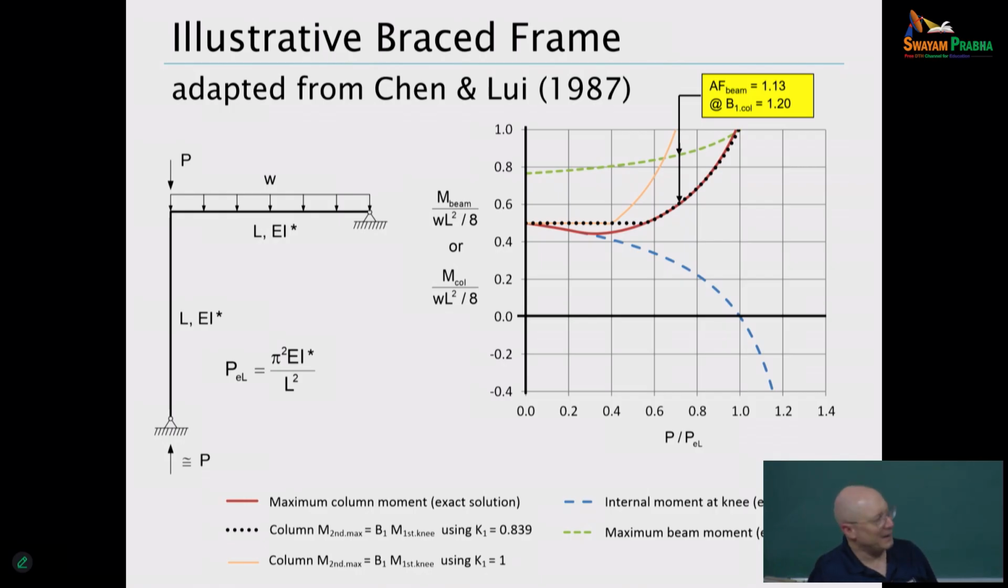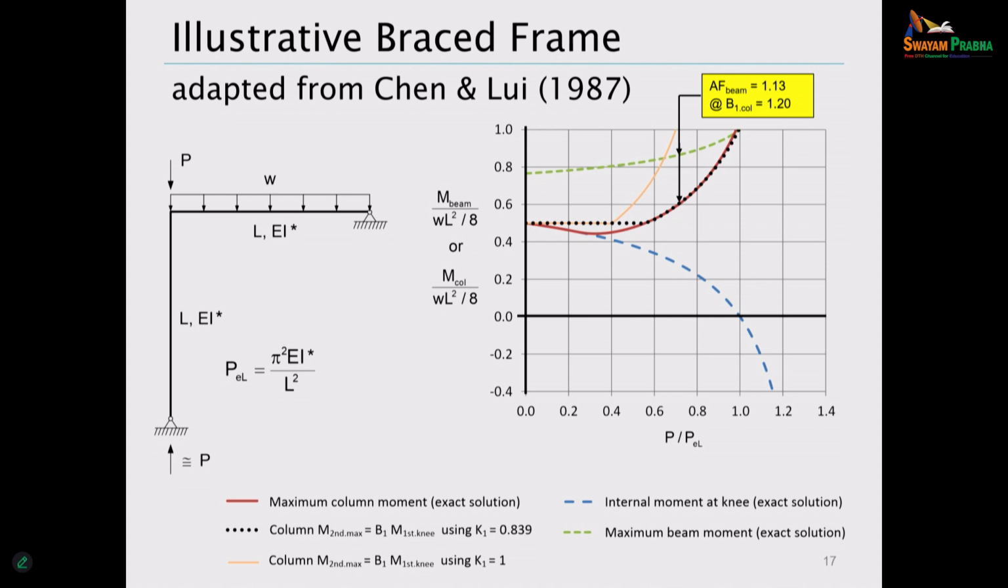Now, the dotted black curve is basically the approximation we were talking about in the last topic. So we can calculate a C sub m for this column. The moment is 0 at the base. The example is for an ideal pin at the base. We've got a maximum first order moment at the top. So C sub m is 0.6. If we calculate an effective length factor for this particular case, we'll look at that calculation a bit later. We get K1 is 0.839.